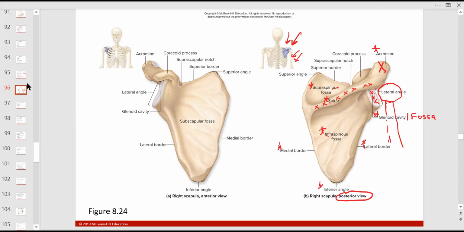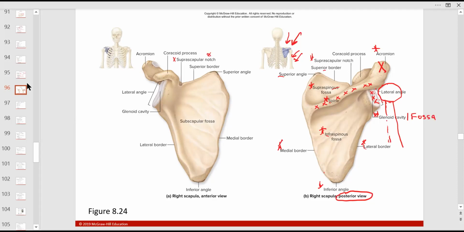There's a superior angle, right? And then there's the superior border, and then there's the suprascapular notch. So you can see that better from the anterior view over here. And a notch is just a space where you know that blood vessels, tendons are going to traverse through that space. So that's a notch.